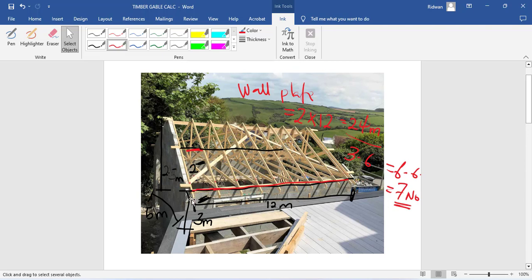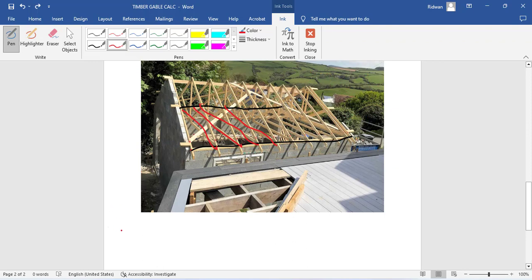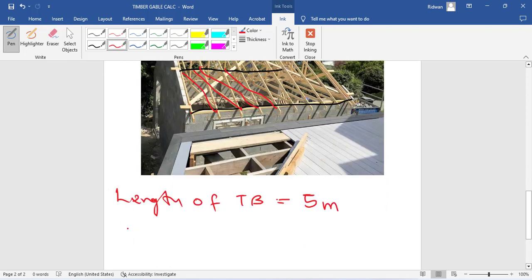The length of the building was given to be 12 meter and the width is given to be 5 meter. So that means the length of one tie beam is 5 meter. We can say that the length of the tie beam, TB, equals 5 meter. Don't mind my handwriting. That's the length of one tie beam.